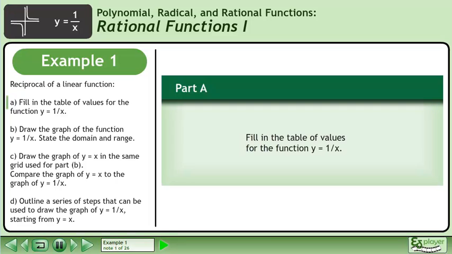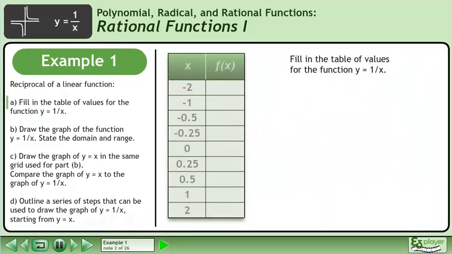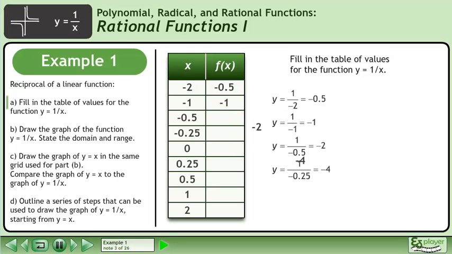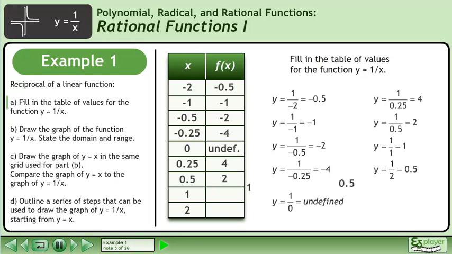We'll begin this lesson by graphing the reciprocal of a linear function. In part A, fill in the table of values for the function y equals 1 over x. Bring up the table of values. Evaluate the function at the first four x values. When we divide by 0, the result is undefined. Complete the table by evaluating the function at the last four x values.